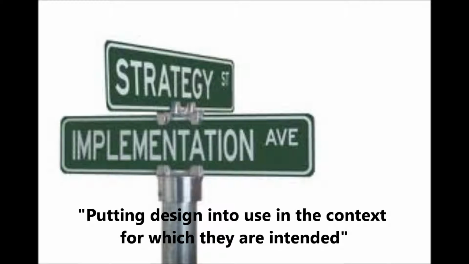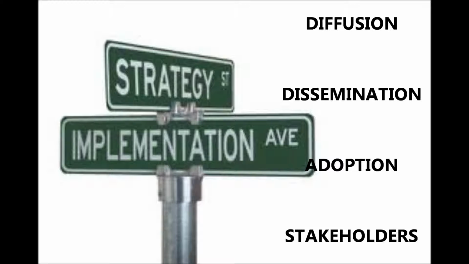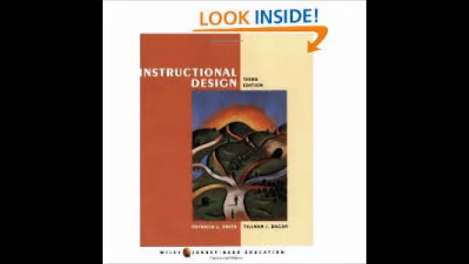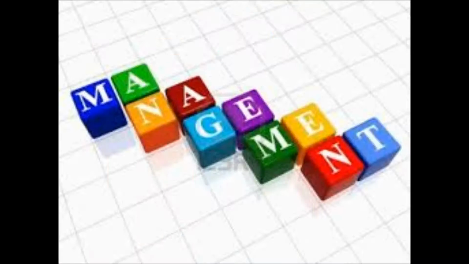Smith and Reagan admonish designers to put early attention to these four key concepts: diffusion, dissemination, adoption, and stakeholders. Now, in chapter 17 of their book, Smith and Reagan focus on encouraging implementation through the stages of the adoption process, which are as follows: awareness, interest, evaluation, trial, adoption, and integration.